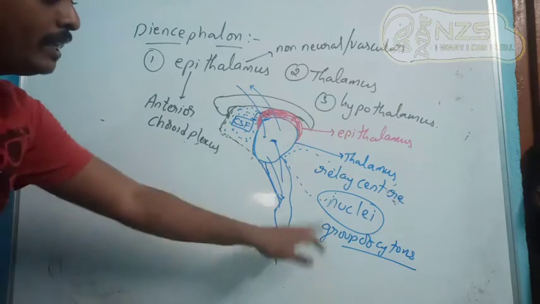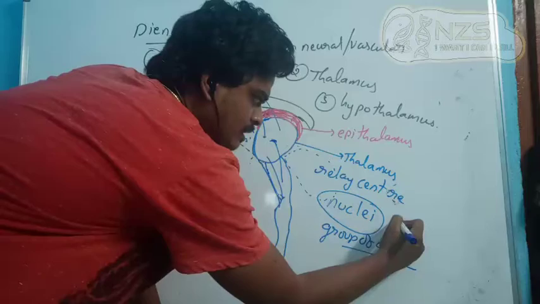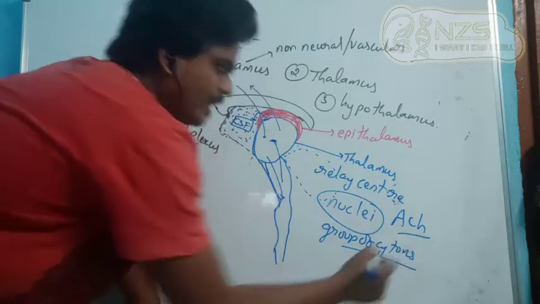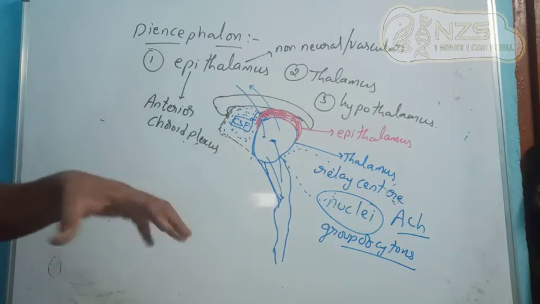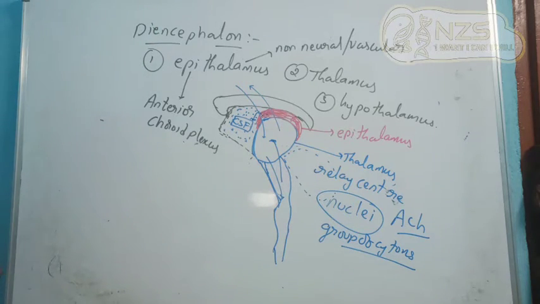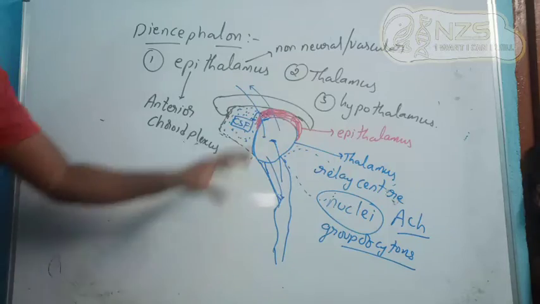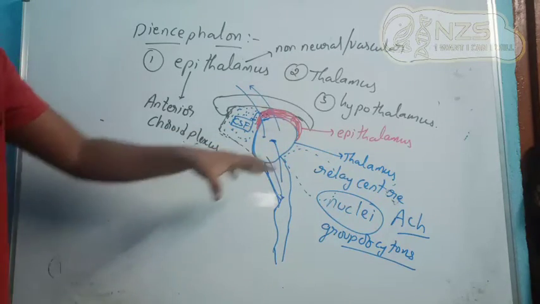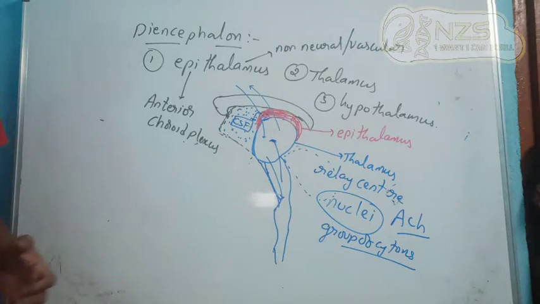So the nuclei in this thalamus have the capacity to produce a chemical neurotransmitter called acetylcholine, ACH. When we discuss the synapse, if you don't know about this acetylcholine, you can go to the previous videos, where we discussed the synapse in the first nerve impulse conduction. So this acetylcholine is released from this thalamus region, not epithalamus, so that the nerves will be activated downwards. So the thalamus is important there.